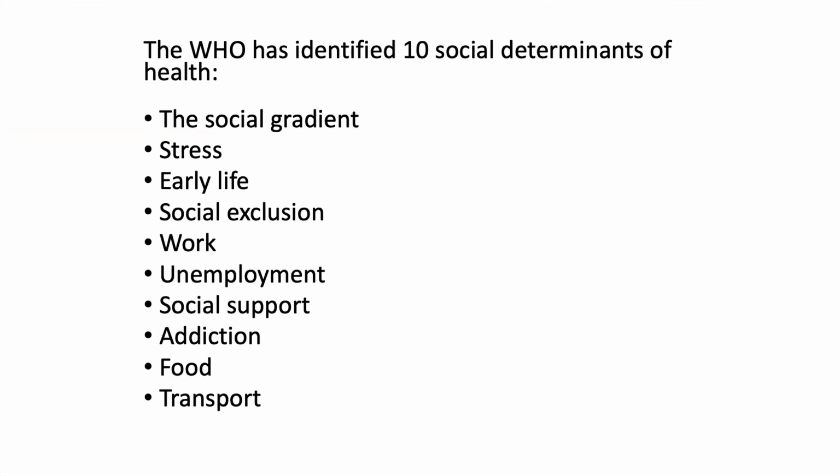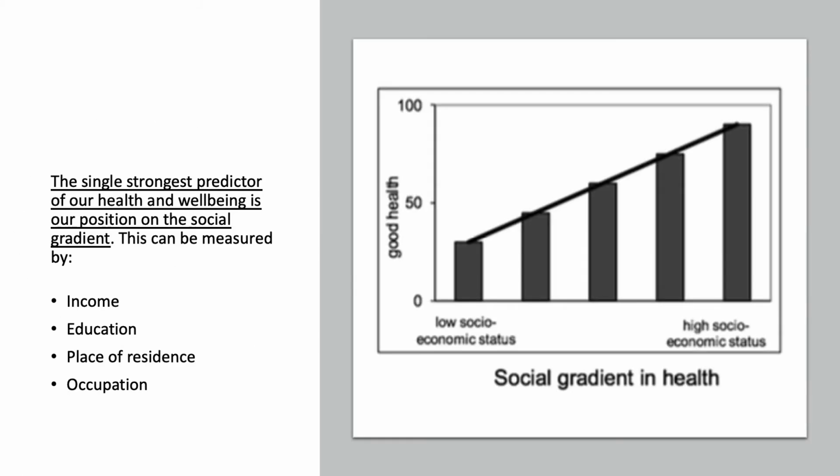Welcome back. So, what do we mean when we say social determinants? The World Health Organization has identified 10 of these, which appear on screen. The single strongest predictor of health and well-being, however, is the social gradient, this first one. So let's look at this in more detail. What do we mean by the social gradient? Well, effectively, it's a measure of your socioeconomic status, and it's determined by 4 factors: your income, your education, your place of residence, for instance, whether you live in the north of Albania or North Melbourne, and your occupation.